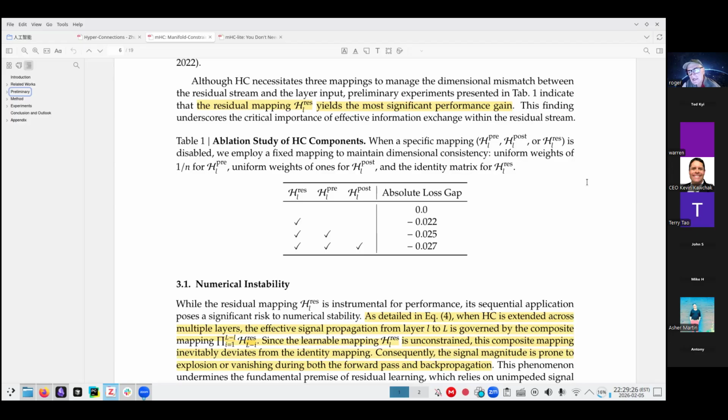Ted, I'm struggling a little bit. I can see where they tested with HRES and not HPre and HPost. But I don't see an ablation of HRES. In other words, if you had HPre and HPost but no HRES, what do you get?